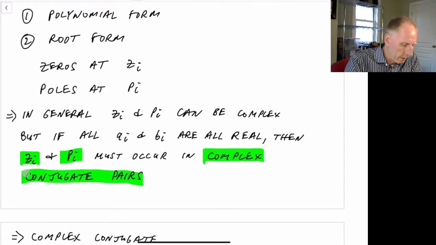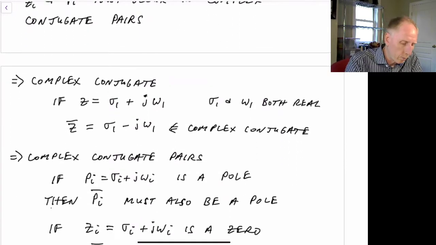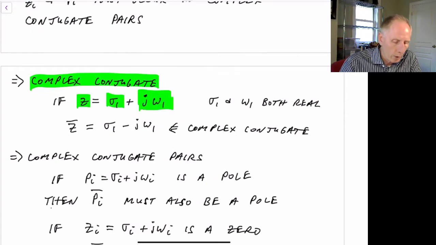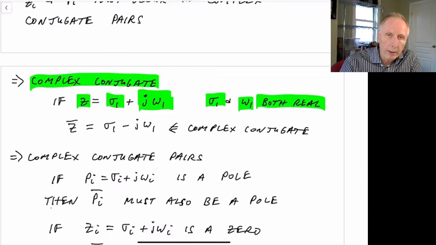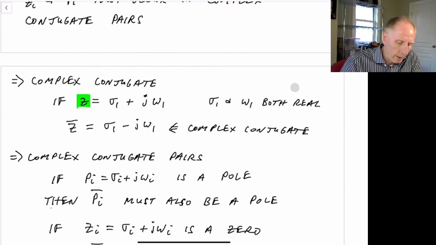What does that mean? If you go back to your math days, we can see that a complex conjugate is, if we have a complex number z, which is written as sigma 1 plus j omega 1, where both sigma 1 and omega 1 are real values, then the complex conjugate of z will be sigma 1 minus j omega 1. In other words, the complex conjugate is really just changing this plus sign to the minus sign.